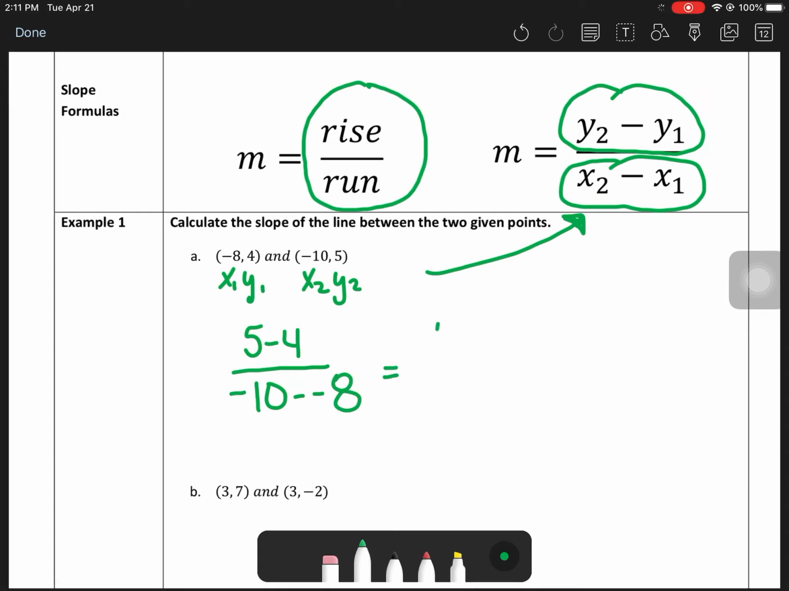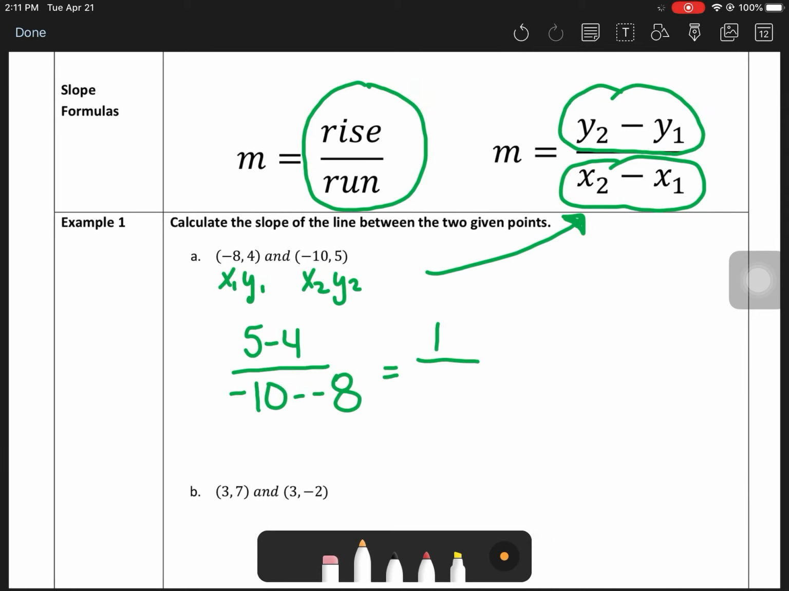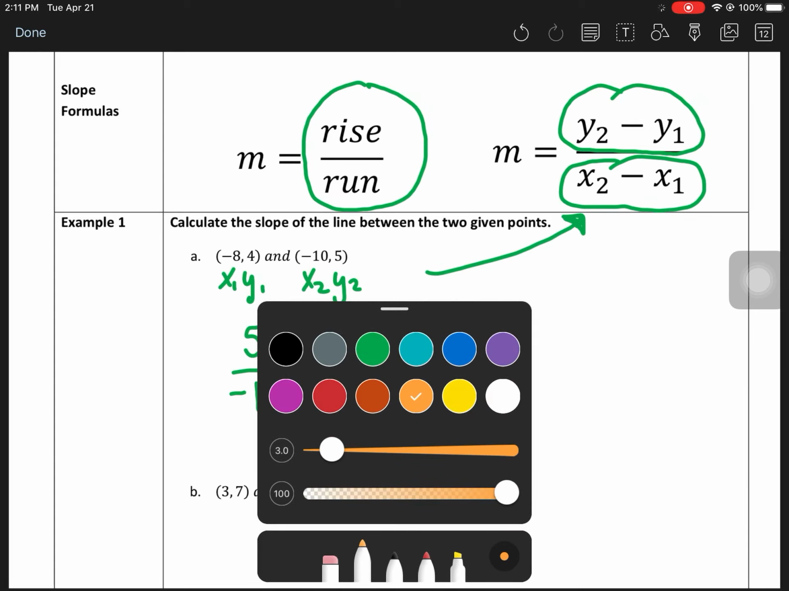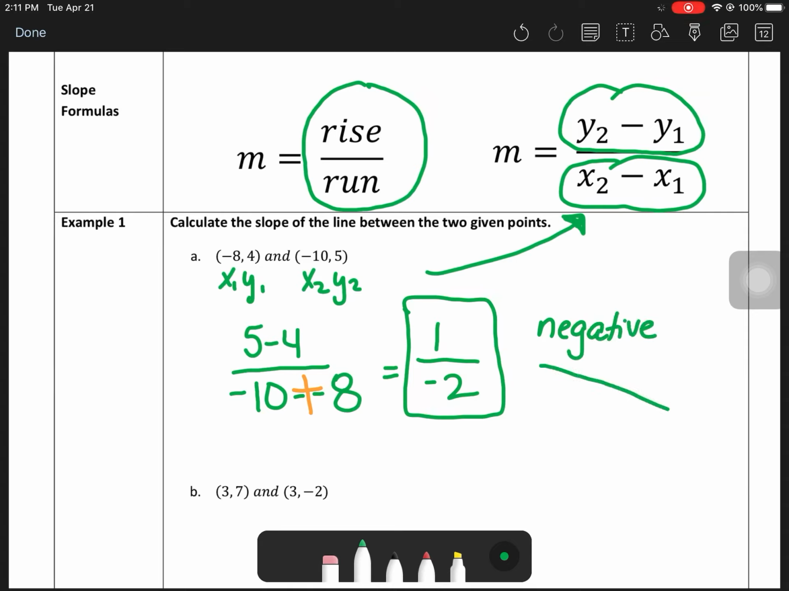So 5 minus 4 is 1. And then when we do negative 10 minus negative 8, remember that becomes plus. So negative 10 plus 8 will be negative 2. So our slope is negative 1/2, which means it's negative. And remember, when you have a negative slope, it's going down to the right.